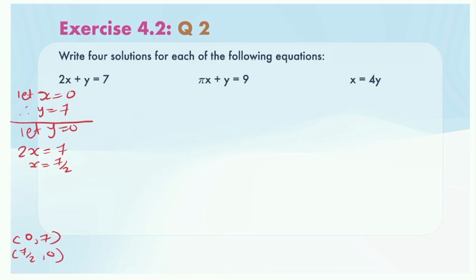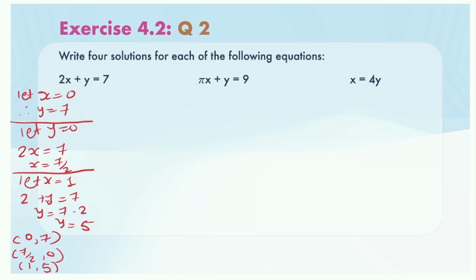Now let us put x equal to 1. So if I put x equal to 1, then it will look like 2(1) plus y equal to 7. I am writing directly, right? So 2 plus y equal to 7. So it will be y equal to 7 minus 2. So y equal to 5. So when I put x equal to 1, y equal to 5. So let me write here x equal to 1 and y equal to 5.